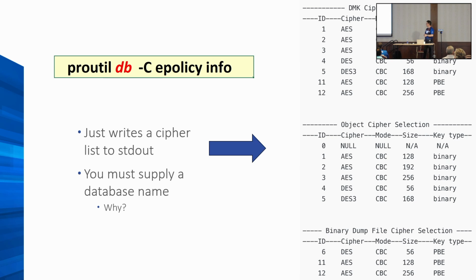And here's the ePolicy info. Literally all it does is write to standard out a list of the ciphers that are available in your release for the database master key and for object keys and also for binary dump keys. Although it's doing this and it's completely generic, it does require you to specify a database. I don't know why.